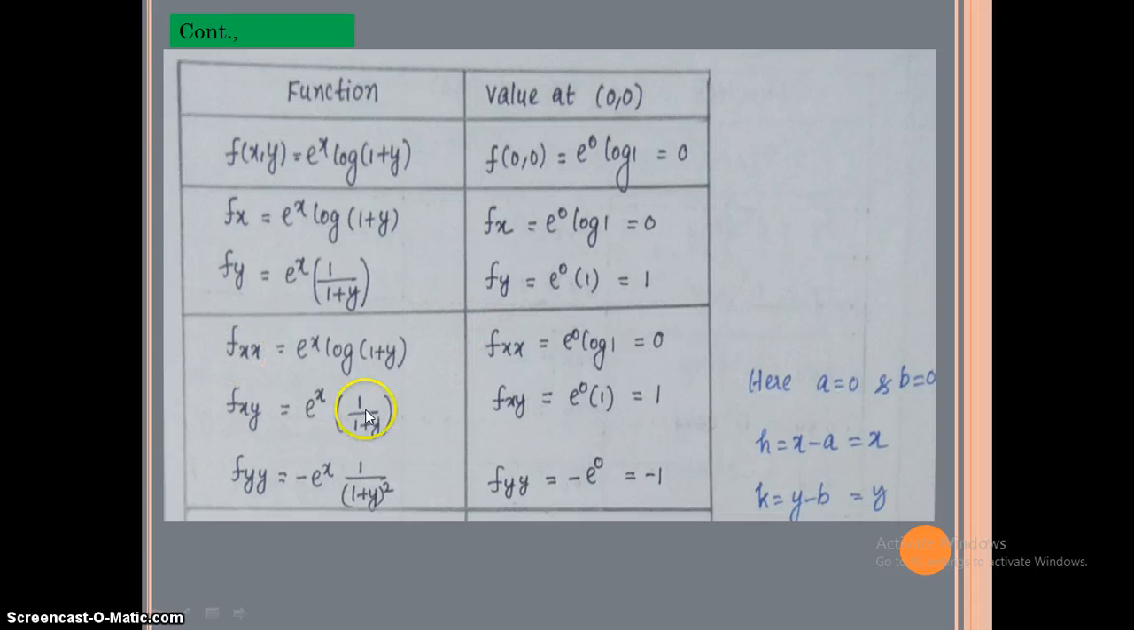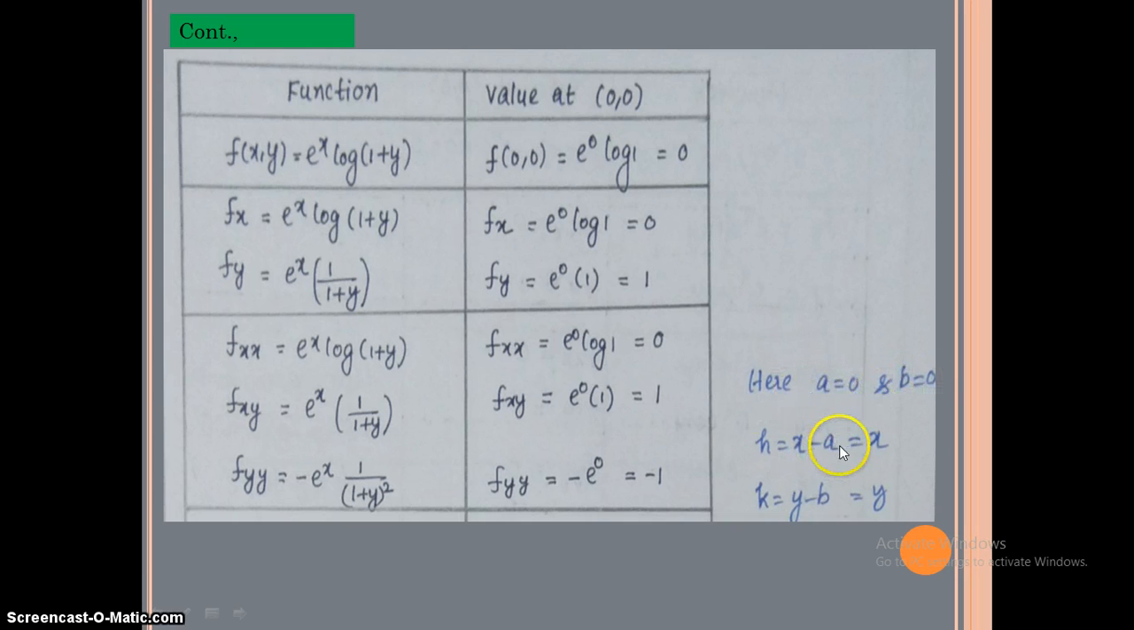Then next f double x. Put x equal to 0, so e power 0 and log 1 must be 0. Next fxy: x equal to 0 means e power 0 is 1, and 1 divided by 1 plus y with y equal to 0 means we get 1. So 1 by 1 we get 1. Then f double y: e power x is 1. 1 by 1 plus 0 whole square is 1 by 1 square, that is 1. So minus 1. So this is up to the second derivative. So here a is 0, b is 0.